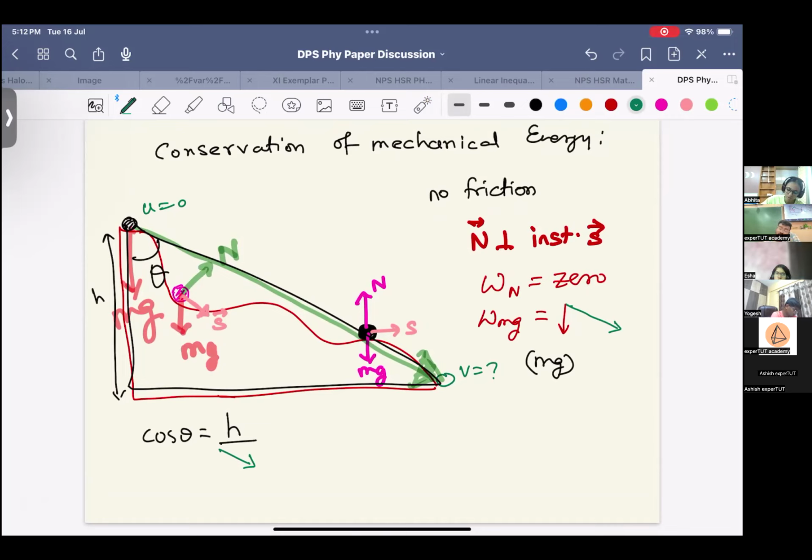H by cos theta. So the green arrow has a length of h by cos theta. Yes or no? And then the dot product is magnitude of 1, magnitude of 2, and into cos theta again. This will cancel, and the work done by mg will be just mgh. Okay, so this is the first method of understanding why the work done by gravity is mgh.